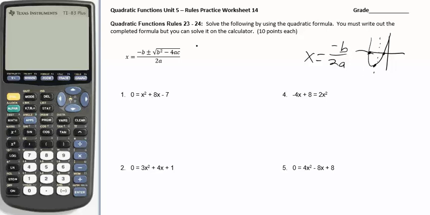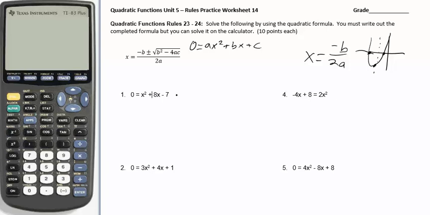So first thing is, it has to be in standard form. And it has to be equal to 0 for this to work. So it's got to be in the form 0 equals ax squared plus bx plus c. Once we have it in, like this one's in that form, this one's not. I'm going to actually have to move some things around to get it into that form to be able to tell what a, b, and c are.